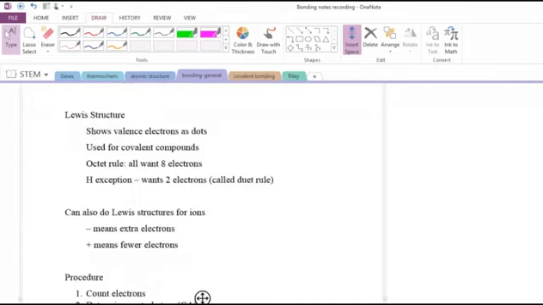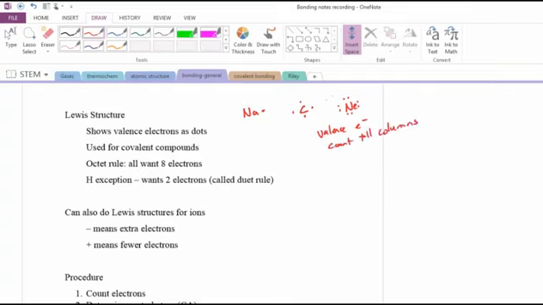Lewis structure. Remember we did these, for just single elements. Valence electrons as dots, and count the tall columns. So when we bond them together, we use the octet rule. Everybody wants 8, except for hydrogen. Hydrogen's the baby, only wants 2.